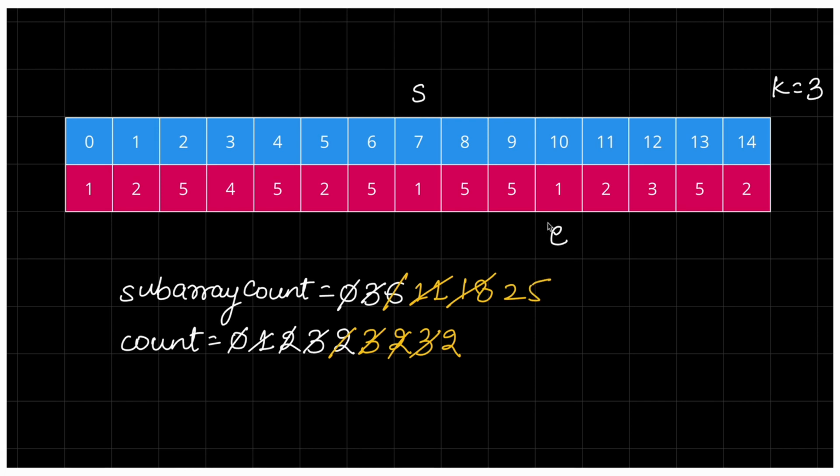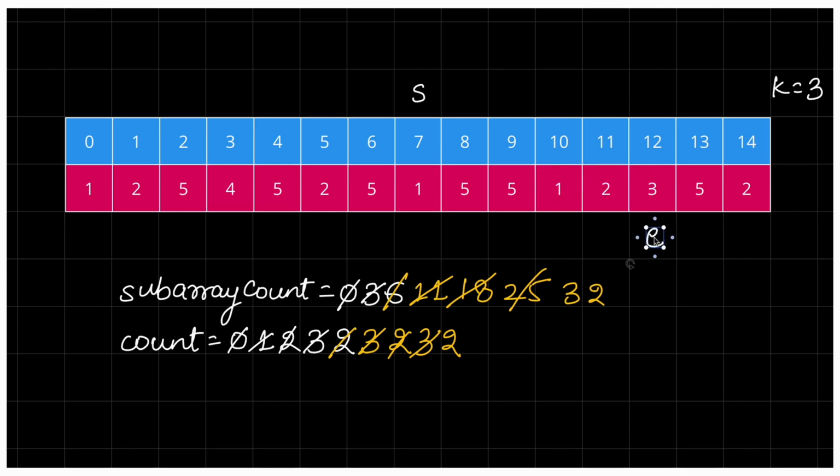Now let's make this E move forward. Once again, you are getting an element which is not 5. So this 2 will also be added in all of the subarrays which you have got previously, which were 7 in numbers. So you are adding 7 once again. So this will become 32. Now let's move forward.